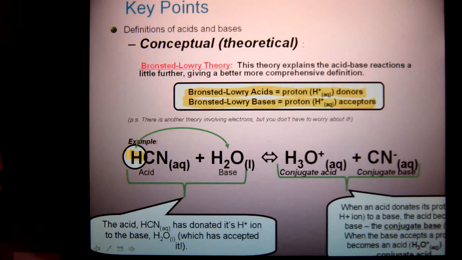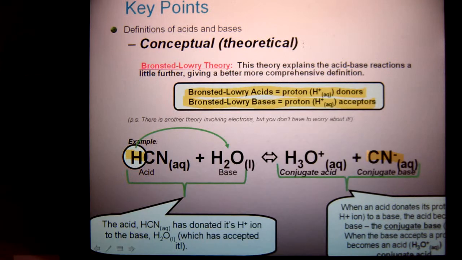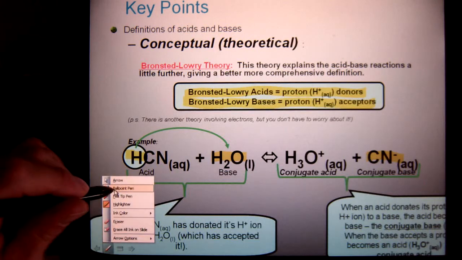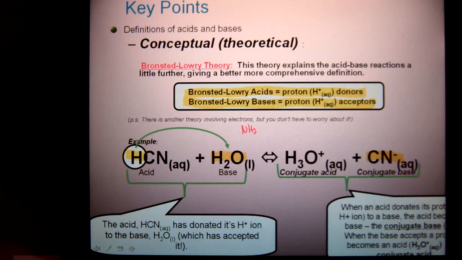To be a base, in order to accept a proton, most often you're going to have a negative charge. Okay, so any negatively charged ion, like CN-, could act as a base. There are some exceptions. The ones that you're going to see most often would be water and then ammonia. Okay, ammonia is another base that does not have a negative charge but still accepts protons.